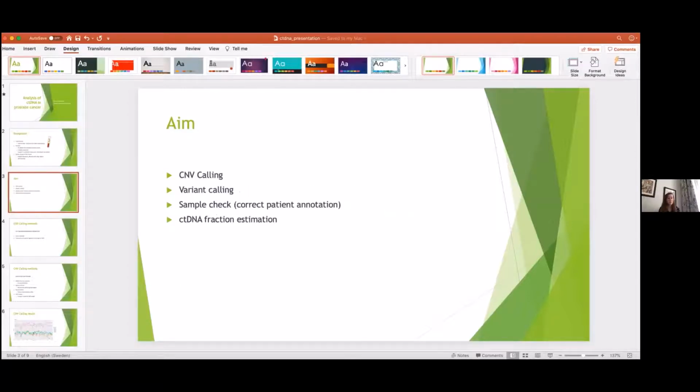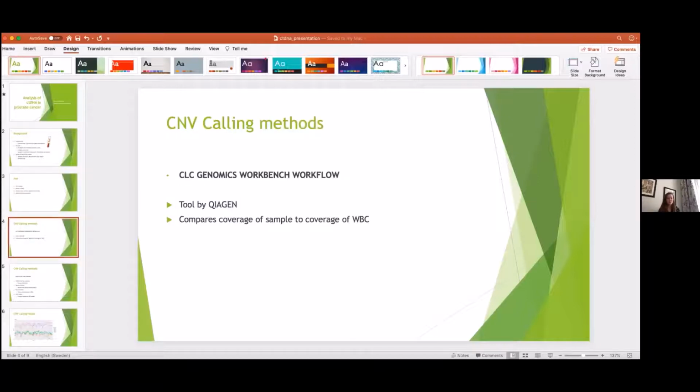So what she wanted some of our help with in this project was to do some CNV calling, variant calling, and she wanted help with sample checks so that a sample that was annotated as belonging to a certain patient actually belonged to that patient. And we also talked a bit about circulating tumor DNA fraction estimation. But I'm going to focus on the CNV calling part because that's the main part that I've been working on.